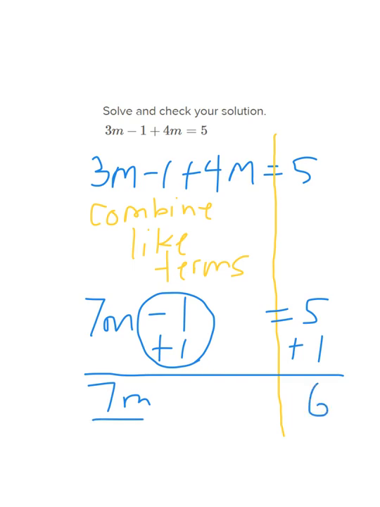The opposite of multiplying by 7 is to divide by 7. 7 divided by 7 is 1. 1 times m is m. M equals 6/7. And that's the solution. So remember, for this problem, when you have terms that are on the same side of the equation, that's when you combine like terms. Okay, you solve when you have terms on opposite sides of the equation.